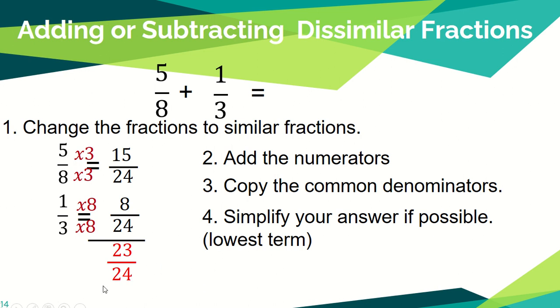So, step 3, simplify your answer if possible. So, ilo-lowest term natin dito. Kailangan pa ba? So, hindi na kasi naka-lowest term na siya dahil magkasunod yung numerator at denominator. So, it means the answer here is 23/24.